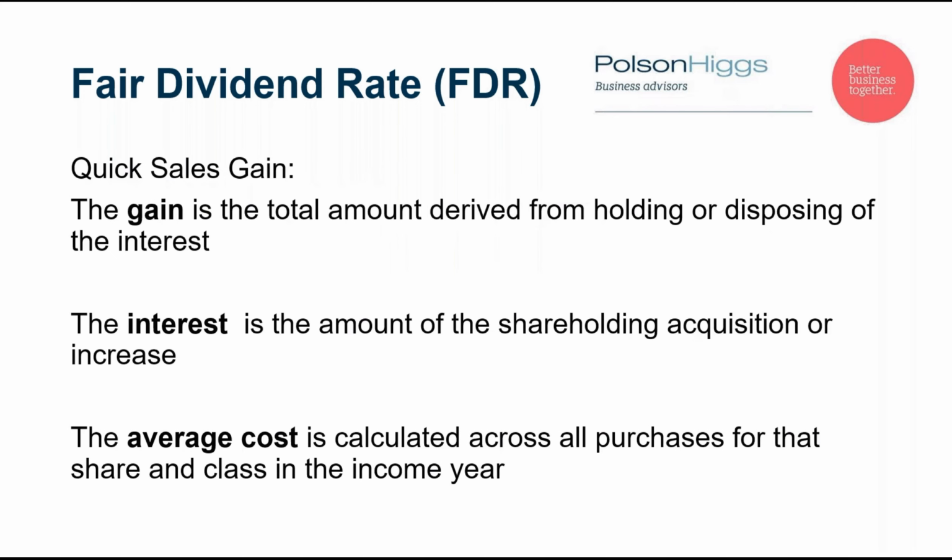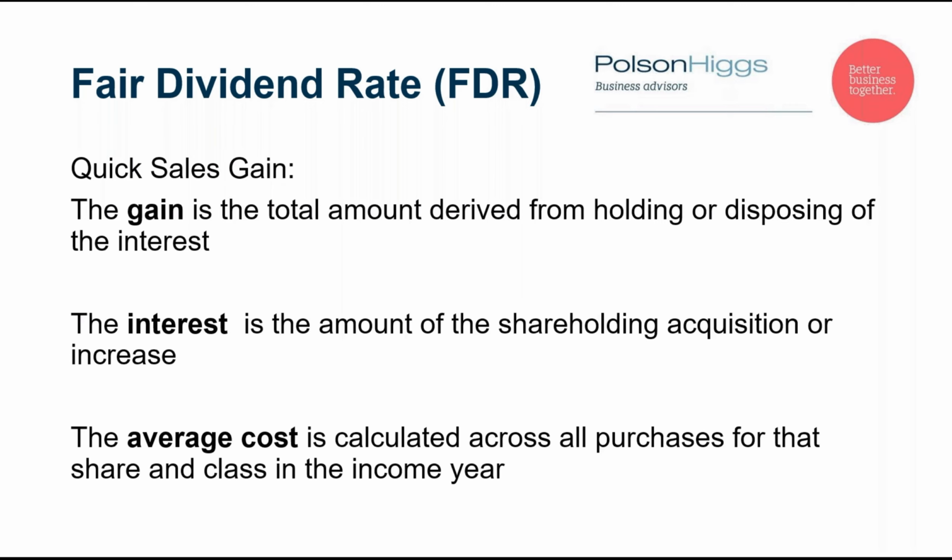What about my quick sale gain? Well, my gain is the amount that I derive from disposing of the interest, or holding it, so that can be dividends as well. So if I sell some shares, that's my gain, how much I got for them. My interest is the number of shares that I had. And then my average cost, similar to my peak holding adjustment, is the average cost of acquiring shares during that year.